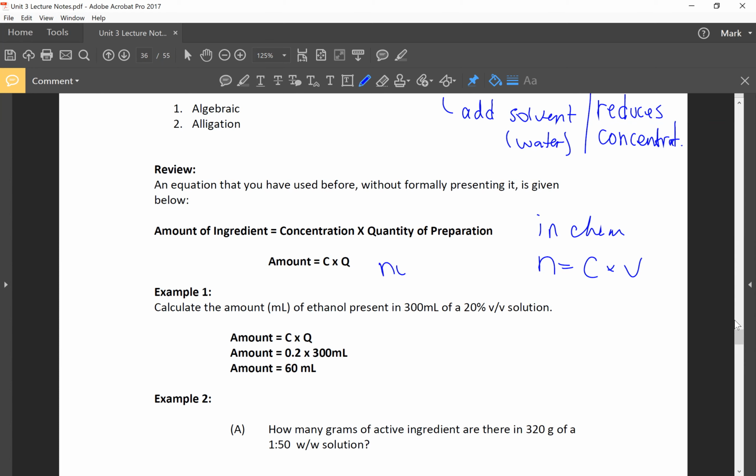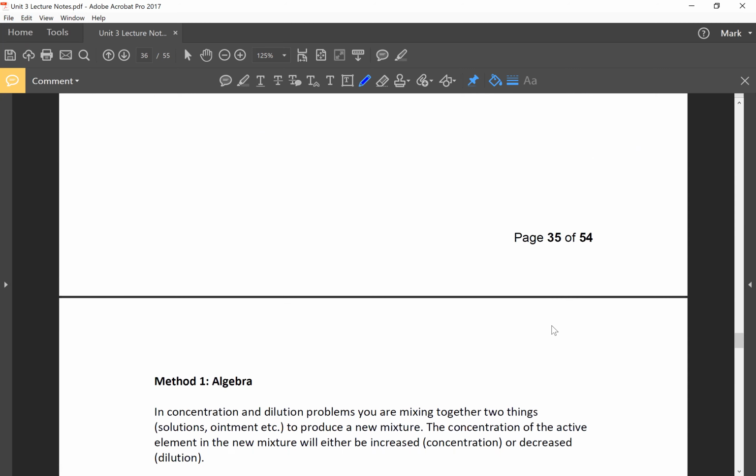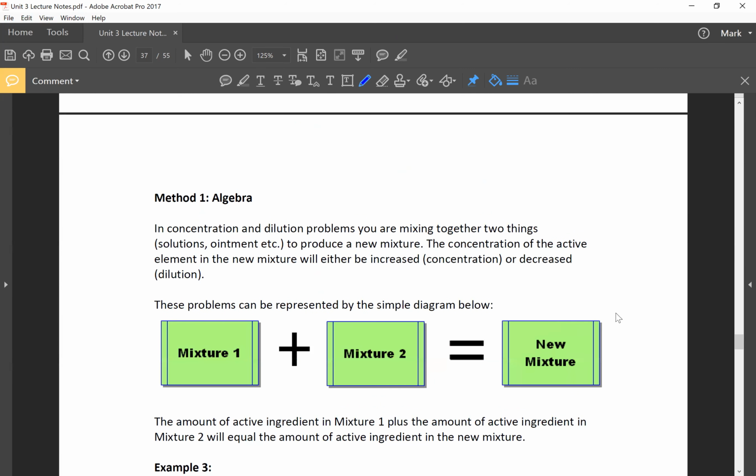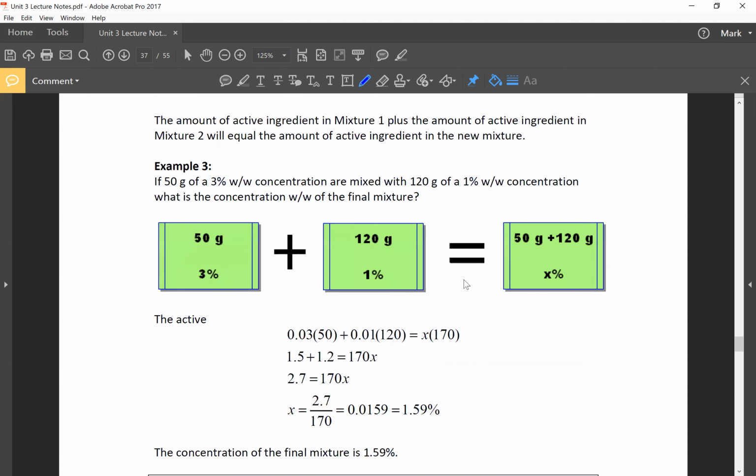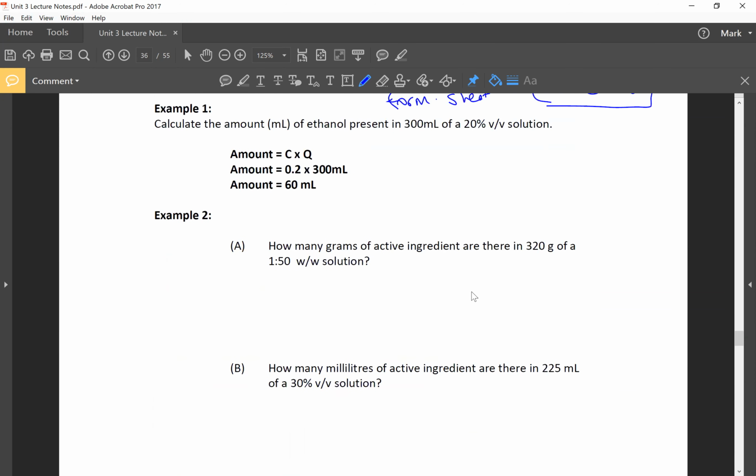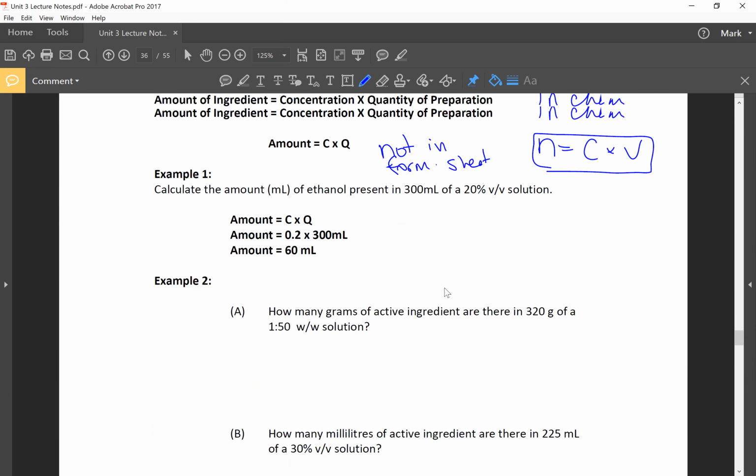This formula is not in your data sheet or formula sheet, but I can always add it. I mean, it's not a very hard formula. The amount of something is the concentration multiplied by the quantity used in preparation. So again, in chemistry, we would say moles is equal to C times V. So let's look at a couple of examples, and then that'll be it for today. I won't go too long. It's 8 in the morning. We'll look at some more of these examples tomorrow. But let me just show you these two examples.